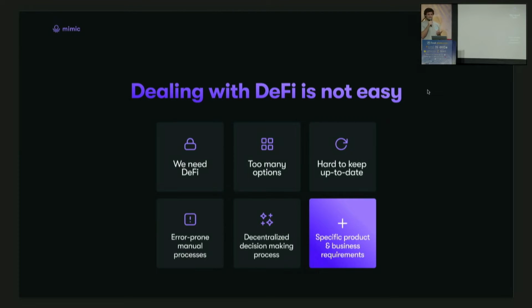But it's not something that we can avoid depending on. Different crypto projects need DeFi to run their own operations. But at the same time, they have too many options. It's really hard for them to keep up to date with all of them. It's really hard to make sure they're building the right integrations to feel secure. And sometimes they have to do a lot of manual processes, which is error prone. But at the same time, they want to keep things decentralized. And this is really hard if you want to operate in DeFi, right?